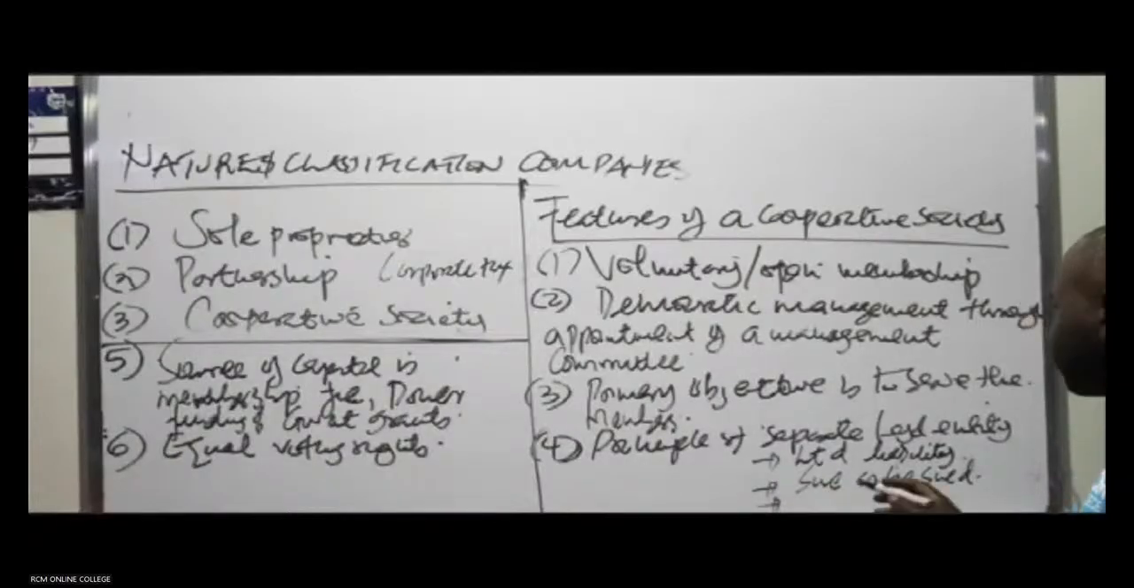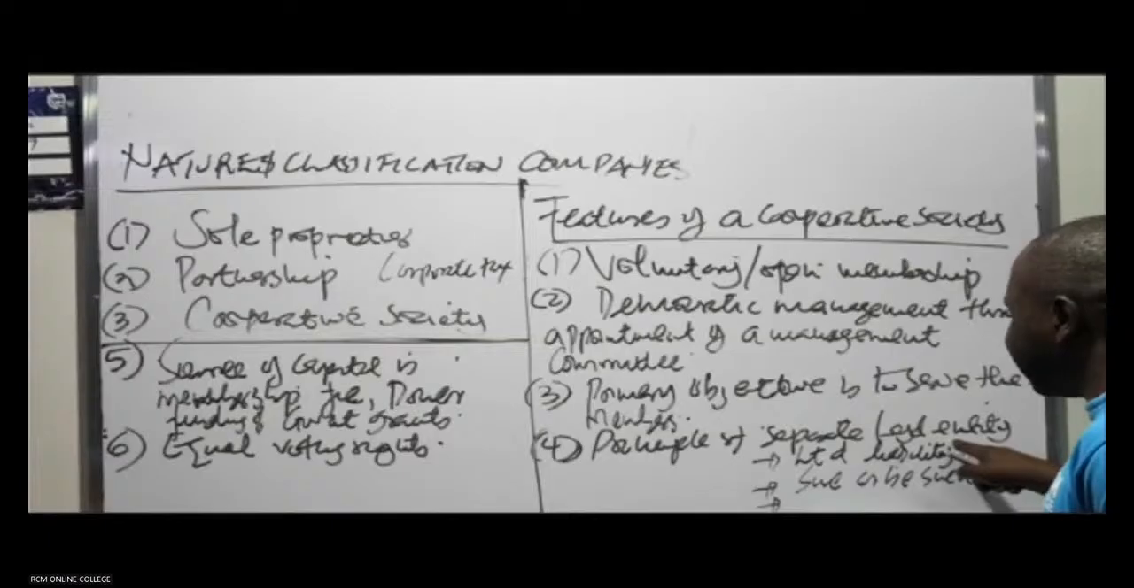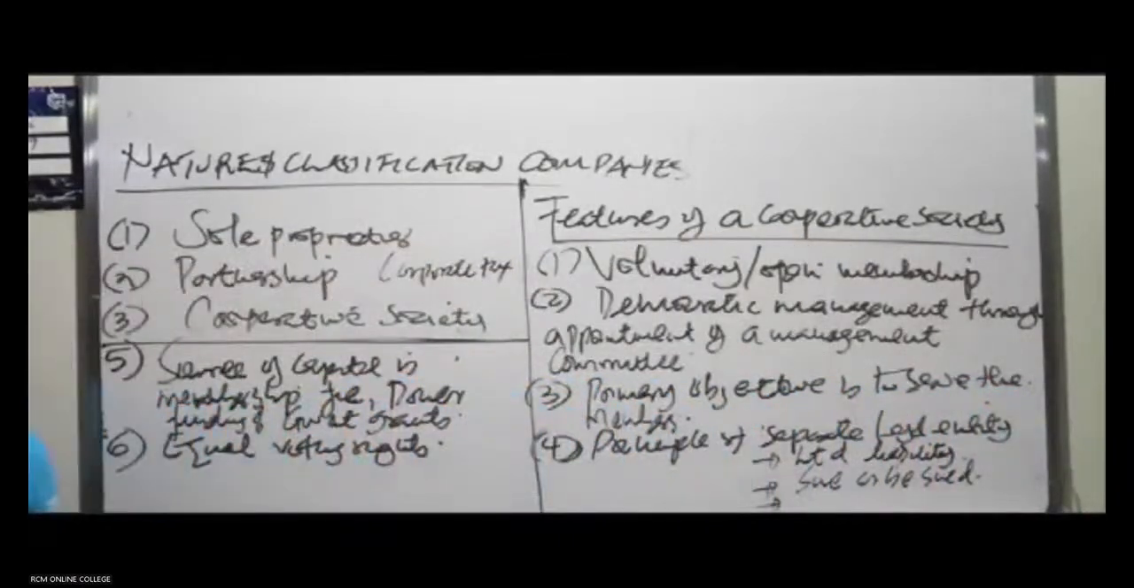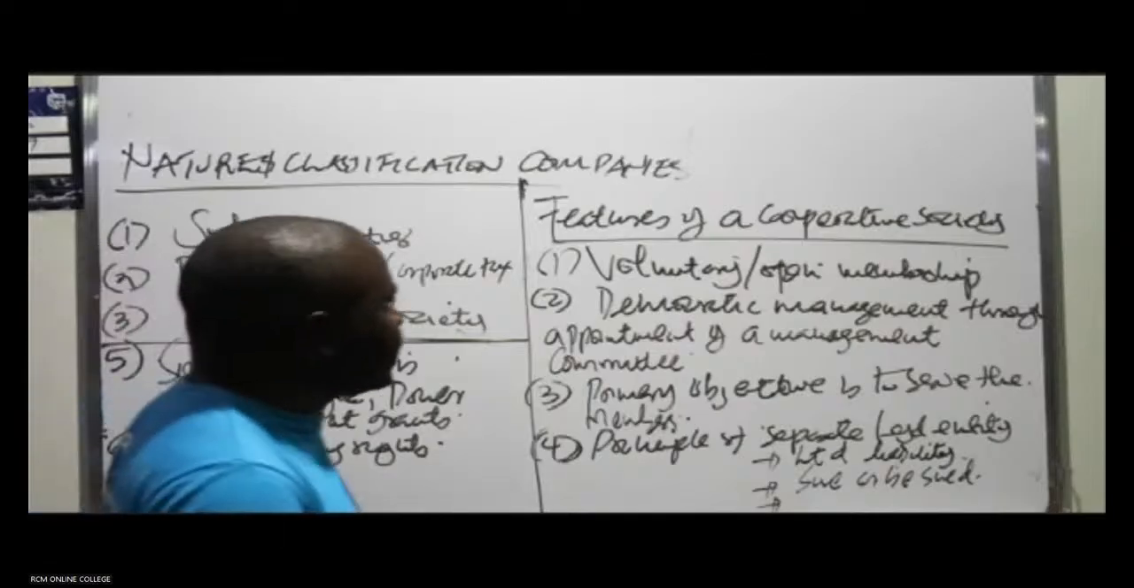There is perpetual succession, because in this case it doesn't exist as a result of the members, or those who govern it. It exists on its own. Then autonomy and independence: it operates independently.